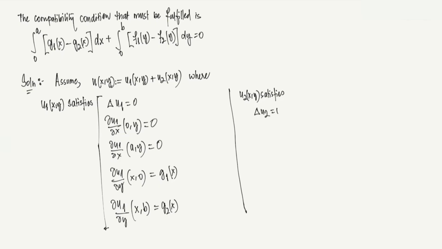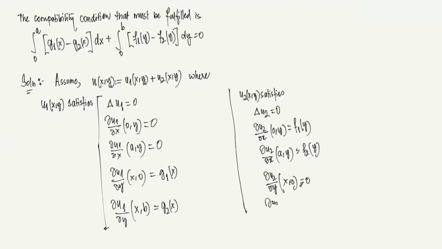Laplacian of u2 is 0, del u2 with respect to del x at the point 0 y is f1 of y, del u2 with respect to del x at the point ay is f2 of y. You see, these 2 we are putting, and the next 2 we will put as 0: del u2 by del y at x equals x0 is 0, and del u2 by del y at the point y equals b is 0. Clear? We're just breaking up in such a way.